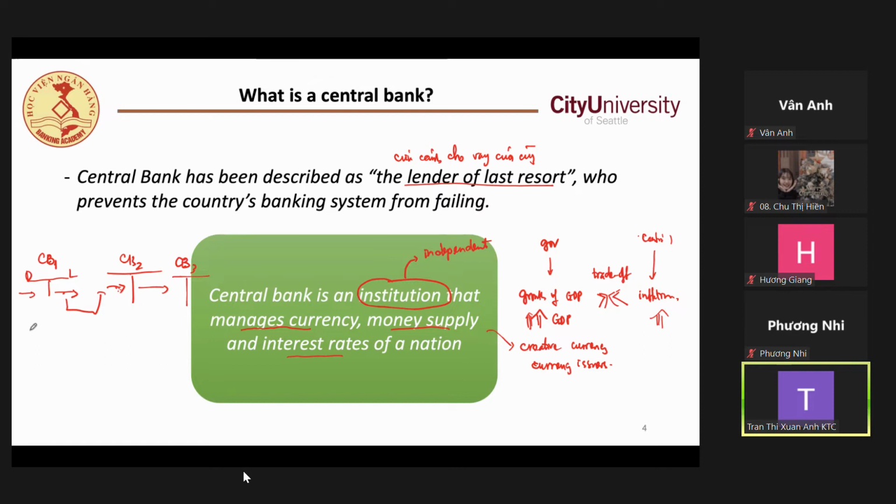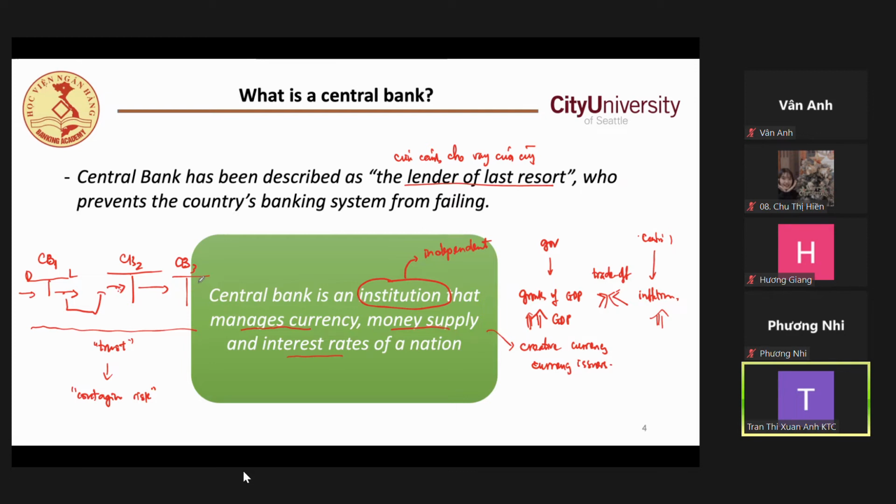So this system works based on the trust of the participants, the depositors or the players of the financial system. So if one person or one commercial bank loses the trust or confidence of the participants, it impacts the whole system. So it leads to the risk we call contagion risk. And to avoid contagion risk, we need the central bank as the last resort lender, or the lender of last resort.